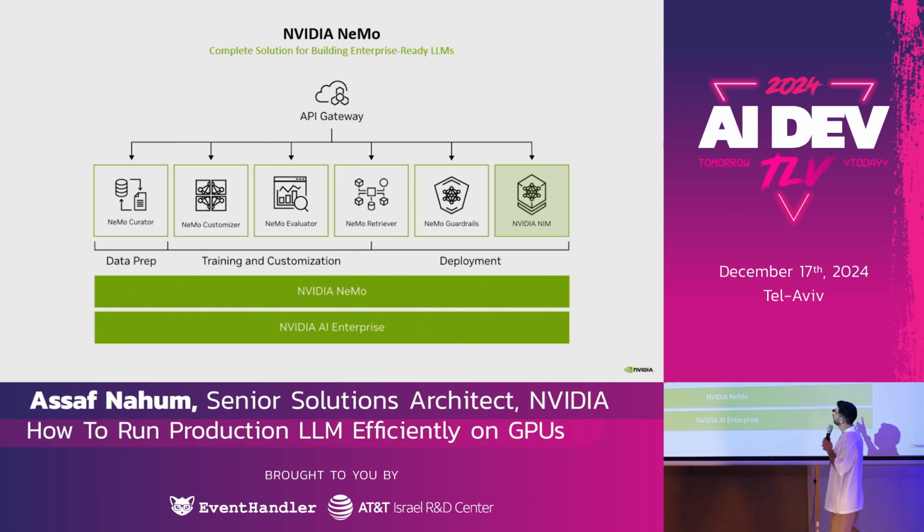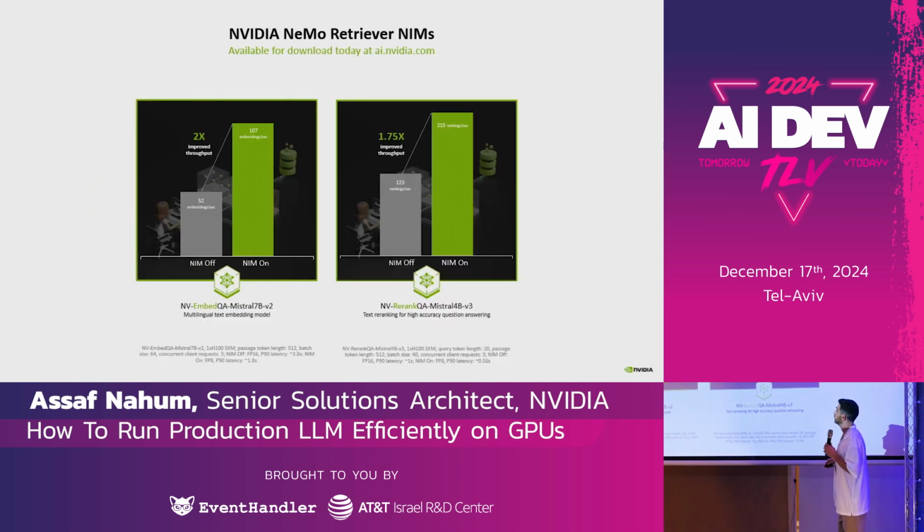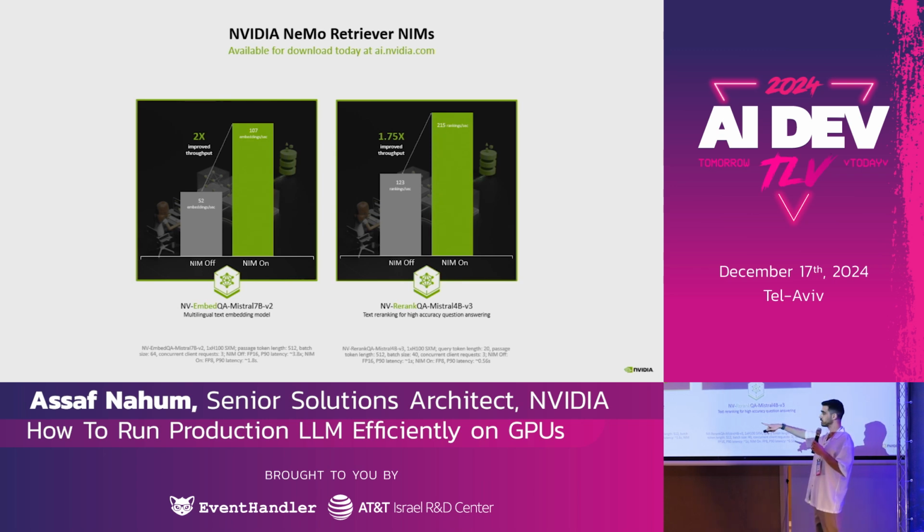NVIDIA NIM is part of the NVIDIA NeMo framework, which is our end-to-end framework for everything related to generative AI: for creating, for training, customization, everything, data preparation using NeMo Curator, and more and more. For example, we have the NeMo Retriever NIMs. Remember that these are microservices. These are mainly used in applications like RAG, Retrieval Augmented Generation, embedding the documents and retrieving the documents and re-ranking the documents, and you can see the improvement. Really huge improvement just by using these microservices.